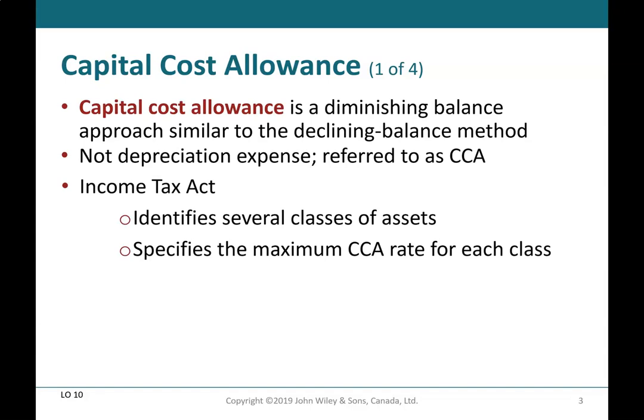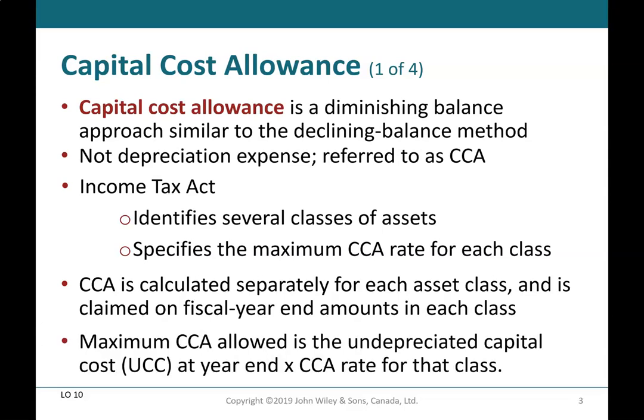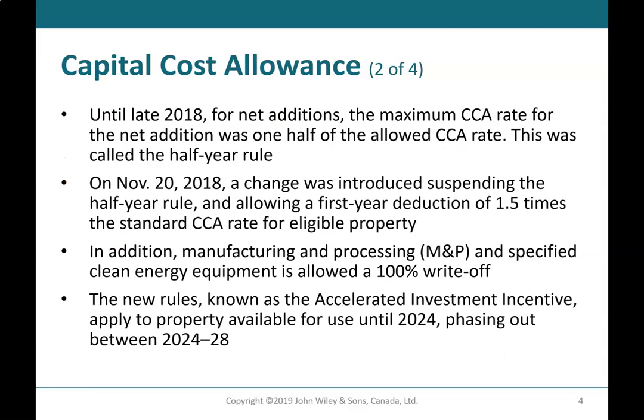The Income Tax Act identifies several classes of assets and specifies the maximum CCA rate for each class. CCA is calculated separately for each asset class and is claimed on fiscal year-end amounts in each class. Maximum CCA allowed is the undepreciated capital cost, UCC, at year-end times the CCA rate for that class.